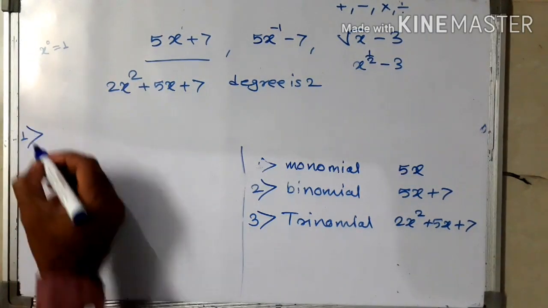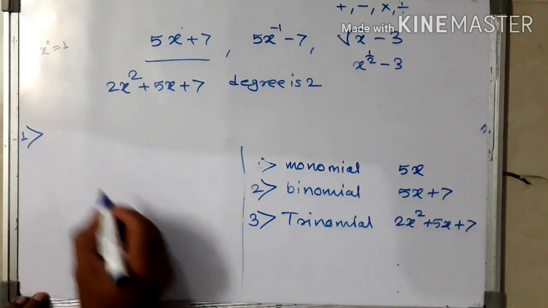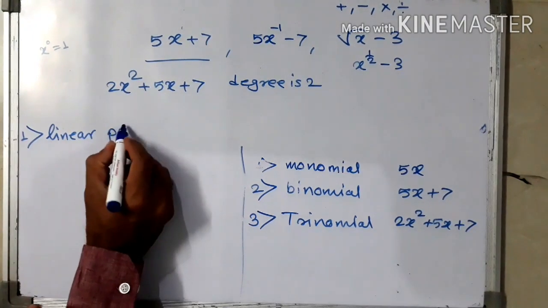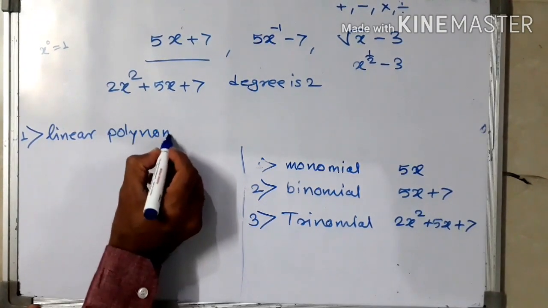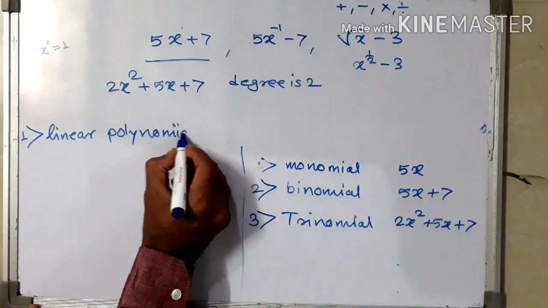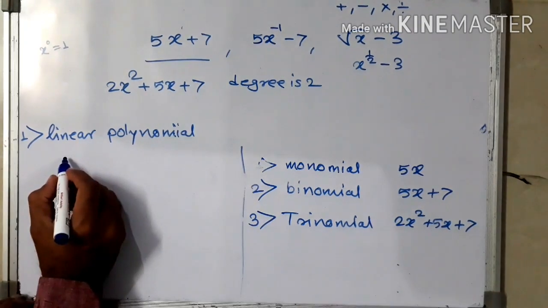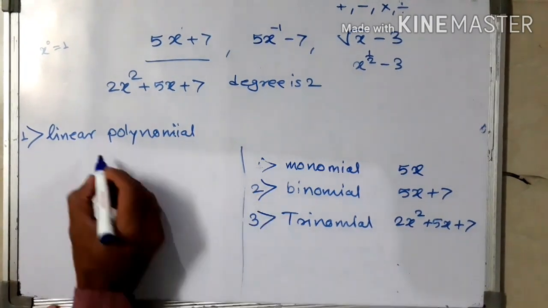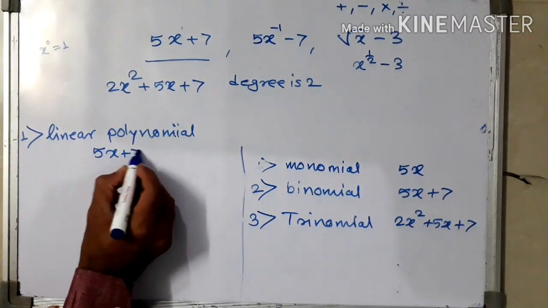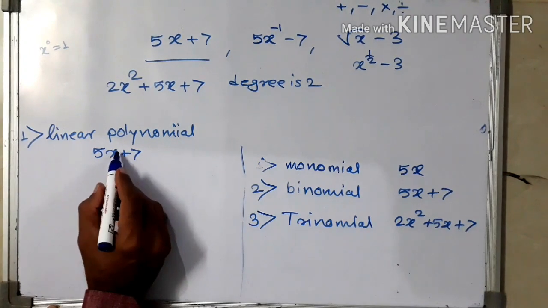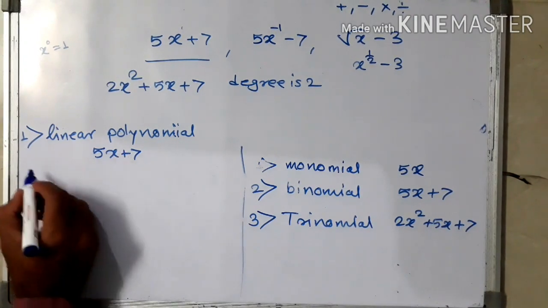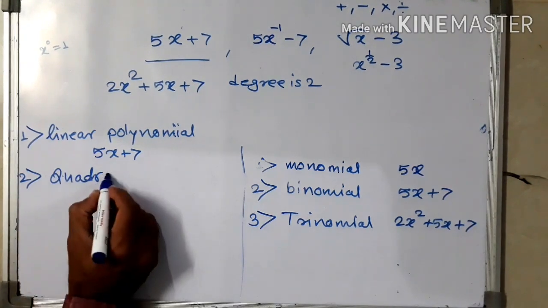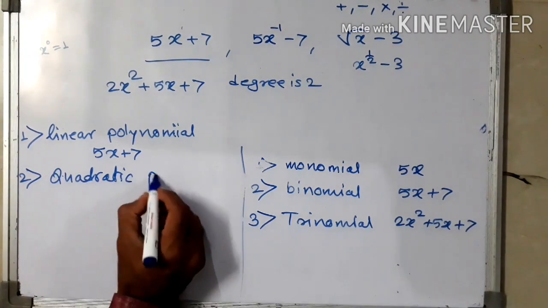Now, types of polynomials according to degree. First type is linear polynomial. In a linear polynomial, the degree of that polynomial is 1. Here the degree of that polynomial is 1, so it is a linear polynomial. Second type is quadratic polynomial.